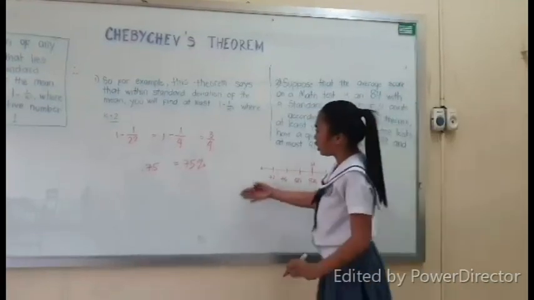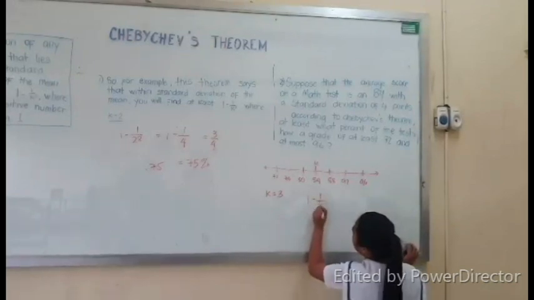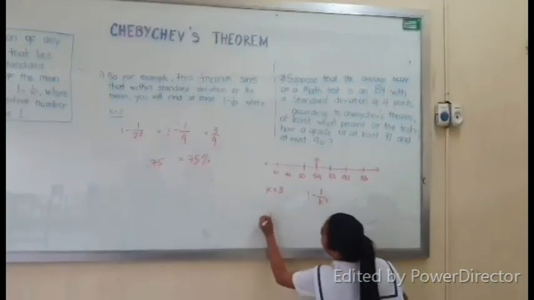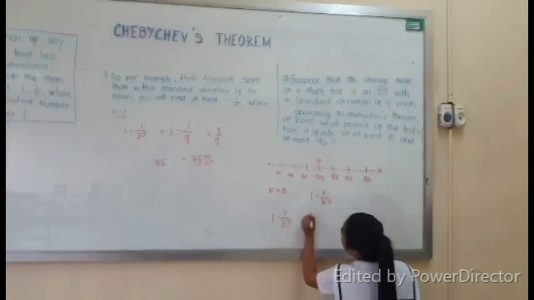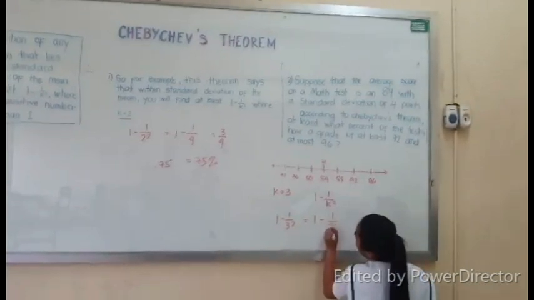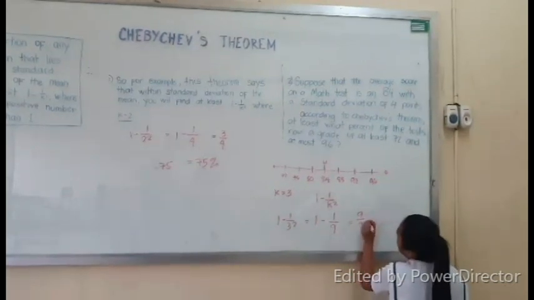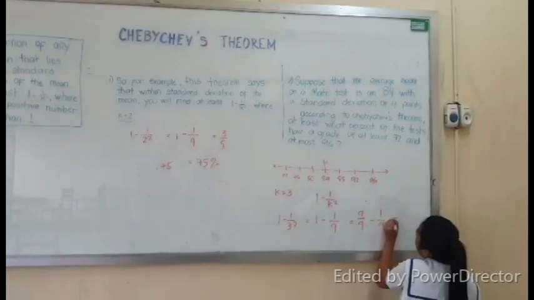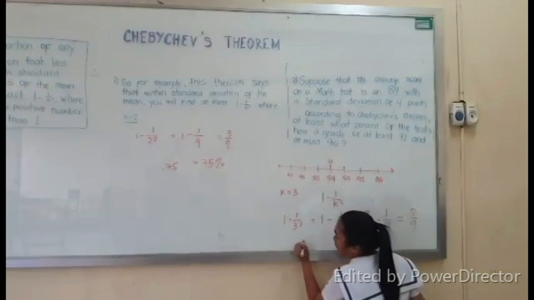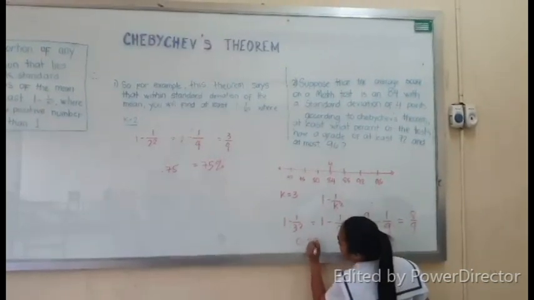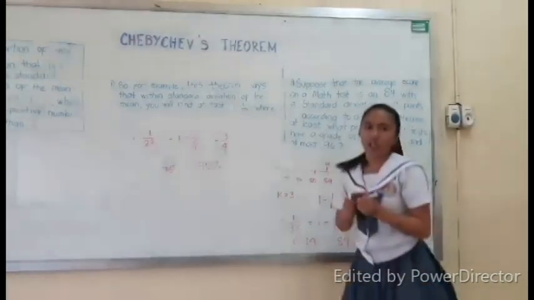So we will substitute this into the formula: 1 minus 1 over k squared, where k is equal to 3. 1 minus 1 over 3 squared is equal to 1 minus 1 over 9, or we can write this as 9 over 9 minus 1 over 9, which is equal to 8 over 9. 8 over 9 is equal to 0.89, or in percentage it is 89%. So that's all. Thank you.